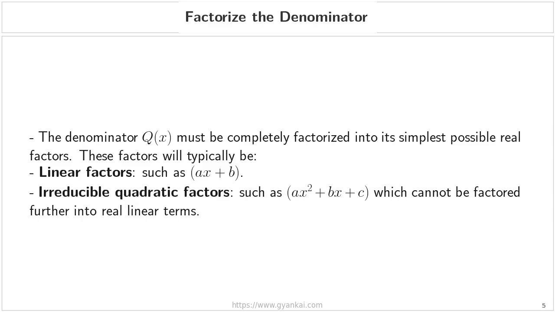So, to recap, we need to break down the denominator q of x into a combination of these linear and irreducible quadratic factors. This is essential because the form of our partial fraction decomposition, how we split up the original fraction, will depend directly on these factors. We'll see this in the next slide when we talk about assuming the form of the decomposition.